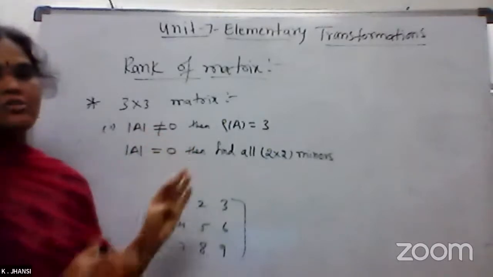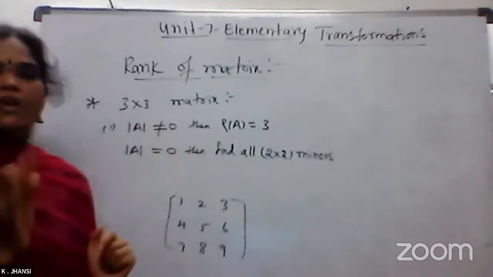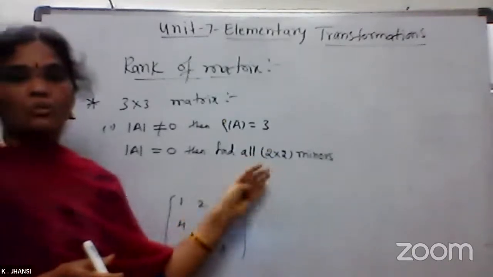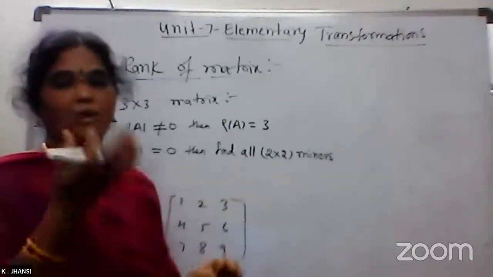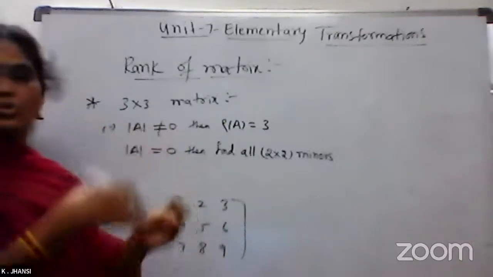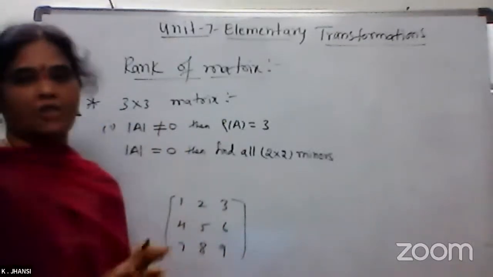In a 2 by 2 matrix, you will have minors of 1 by 1 order. In a 3 by 3 matrix, you will have 2 by 2 minors. And in a 4 by 4 matrix, you will have 3 by 3 minors, and also 2 by 2 minors and 1 by 1 minors.